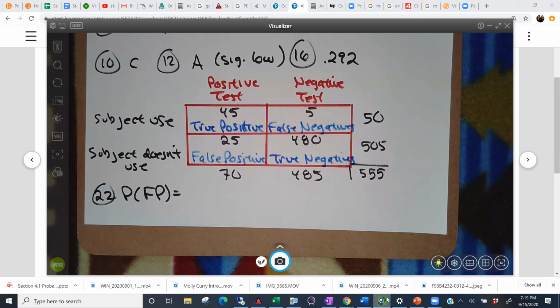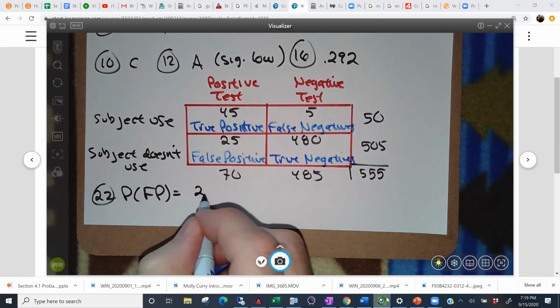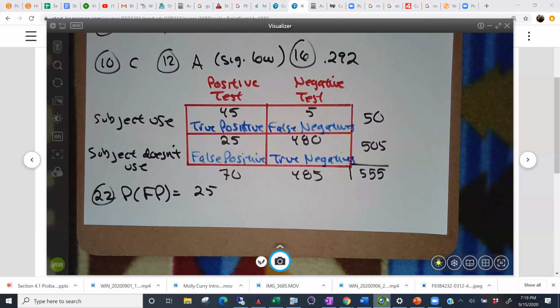Okay. What's the probability of a false positive? You're choosing somebody at random from this. What's the probability that they were a false positive? 25 over 555, right? Nice, well done. Now, what I typically ask when I do this is, what's wrong with an answer of just 25?